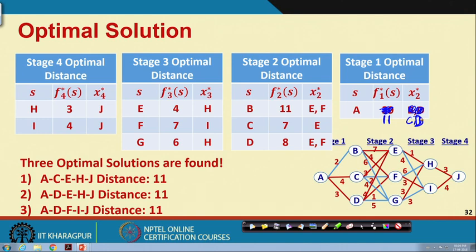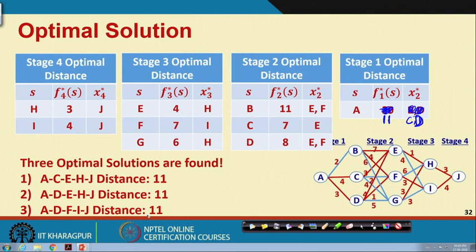So, now you can combine them. If you go to C, then from A the distance is to C, and from C it is E, from E it is H, from H it is J. So, A, C, E, H, J, this is one. If you go to D, then A to D, D to E or F. If you go to E, then H, then J. Now, if you go A to D, then from D to F, from F to I, from I to J. So, A to D to F to I to J, and the distances are all 11.